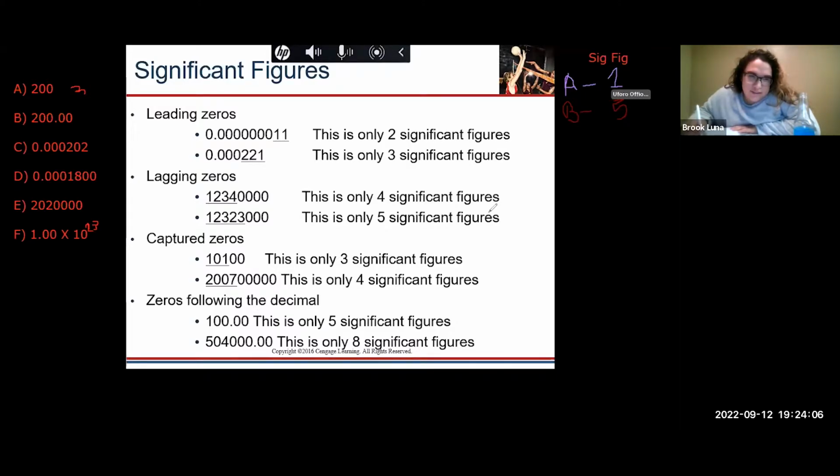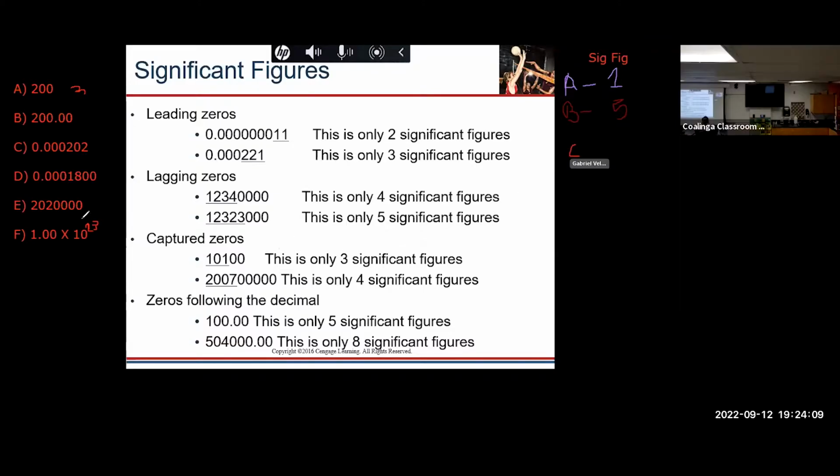Does that say 10 to the 23 power? That's 10 to the 23 power. Okay.